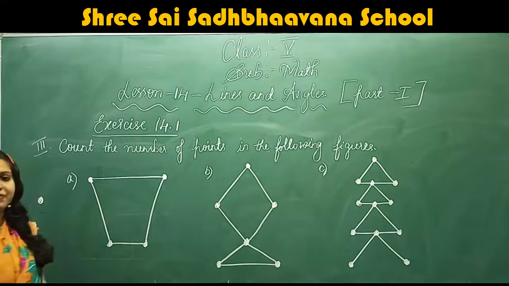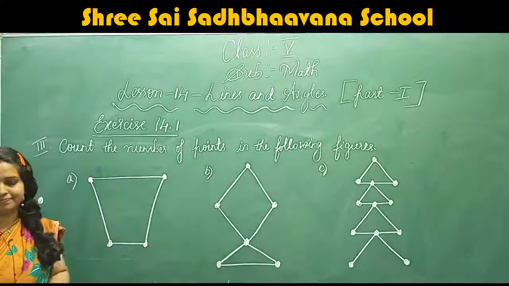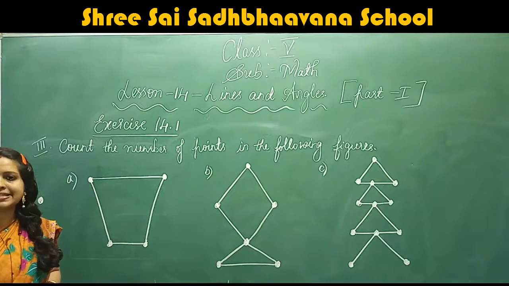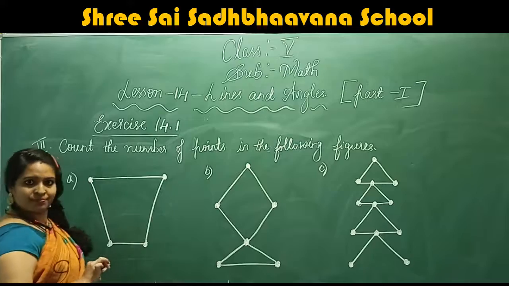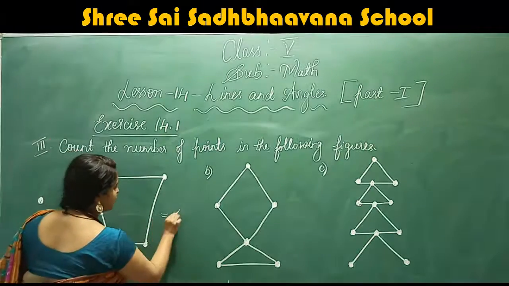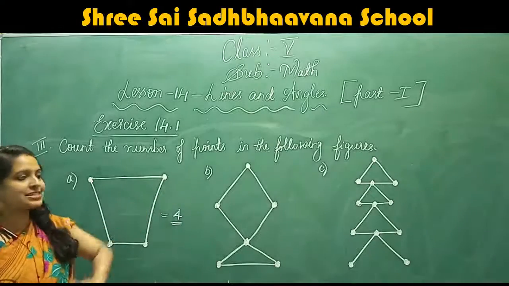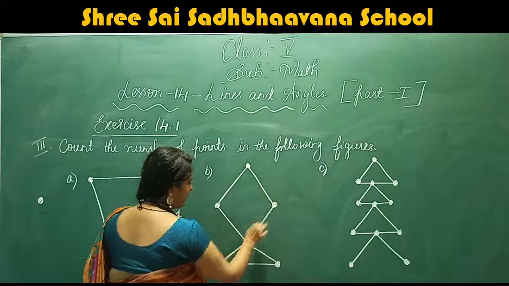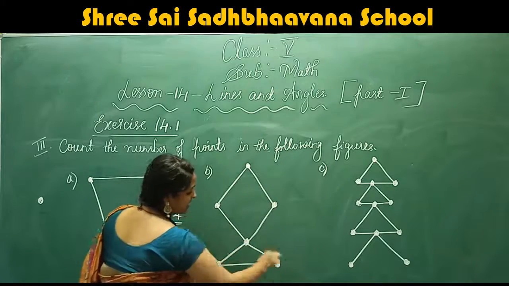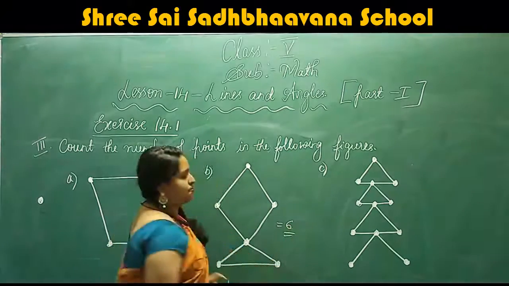Okay, so let us see figure A. So here you see how many points you can see in this figure. How many points you can see, children? 1, 2, 3, 4. There are 4 points. See the next figure. 1, 2, 3, 4, 5, 6. How many points you can see here? 6. There are 6 points.